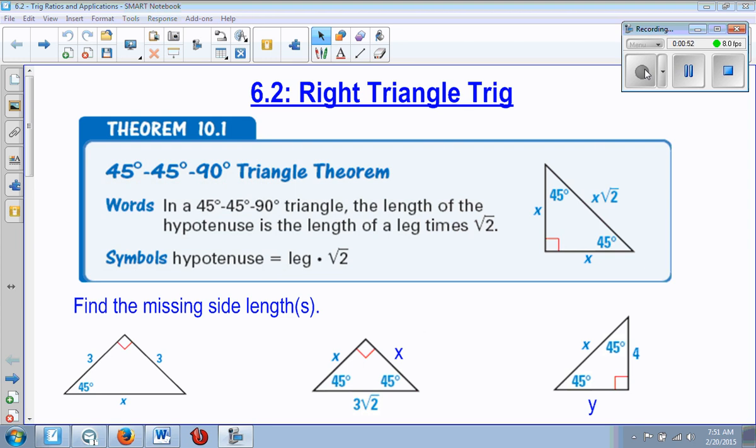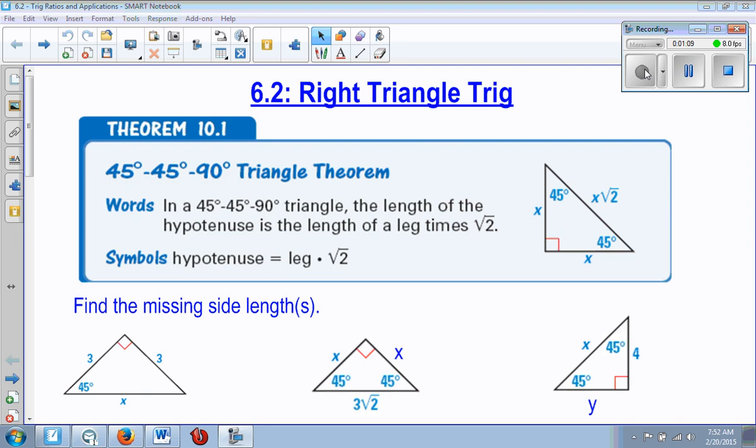So the first thing we're going to talk about is special right triangles. Special right triangles is a way to figure out missing lengths of a triangle as long as the angle measures match up to the patterns for each one of them. So the first pattern we're going to talk about is 45, 45, 90.